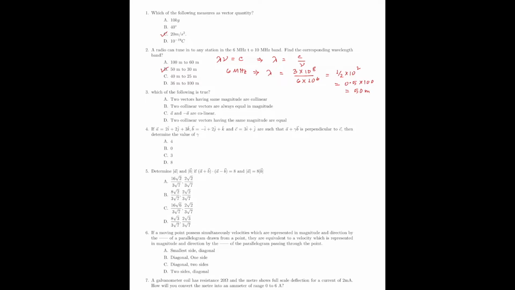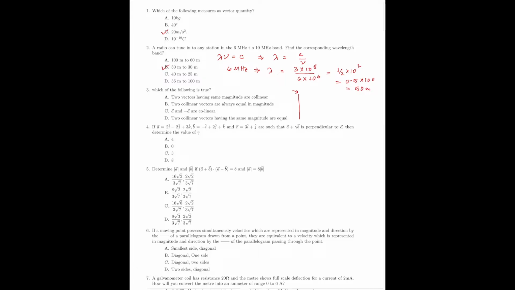Now before going to the third question, let's define what a collinear vector means. Collinear vectors by definition are those vectors that are parallel to a particular line. Suppose this is a line, and so these vectors are collinear vectors, and these vectors are also collinear vectors. It doesn't matter with the direction, doesn't matter with the magnitude.